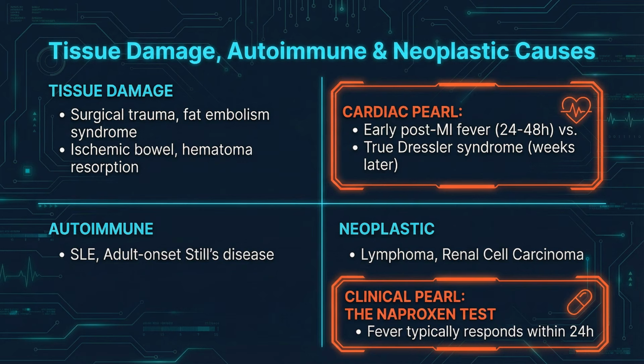It is important to distinguish early postmyocardial infarction fever, which occurs in the first 24 to 48 hours due to myocardial necrosis, from true Dressler syndrome, which is an autoimmune pericarditis occurring weeks later. Autoimmune conditions such as systemic lupus erythematosus and adult-onset Still's disease can present with fever. Neoplastic fevers, particularly from lymphoma or renal cell carcinoma, are also important to consider. A classic clinical pearl is the naproxen test. Neoplastic fevers typically respond to naproxen within 24 hours, unlike infectious fevers, though this test is not perfectly specific.